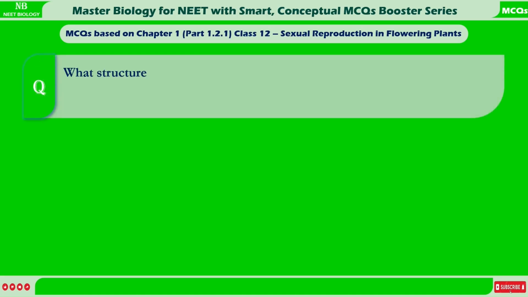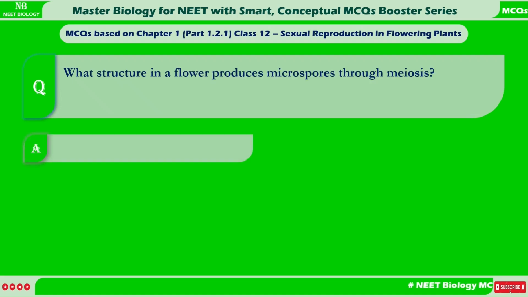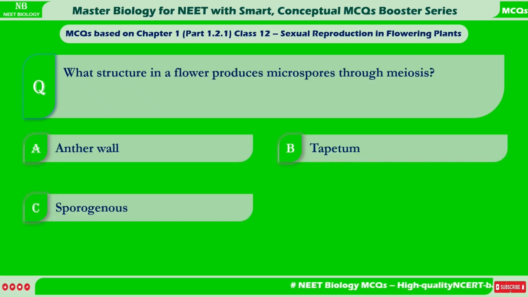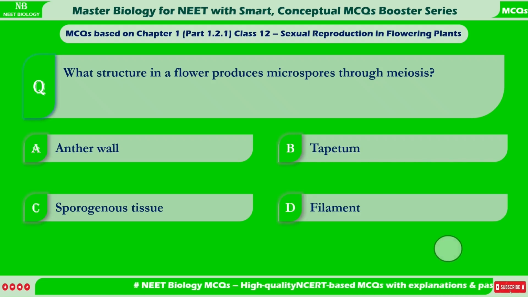What structure in a flower produces microspores through meiosis? A. Anther wall. B. Tapetum. C. Sporogenous tissue. D. Filament.